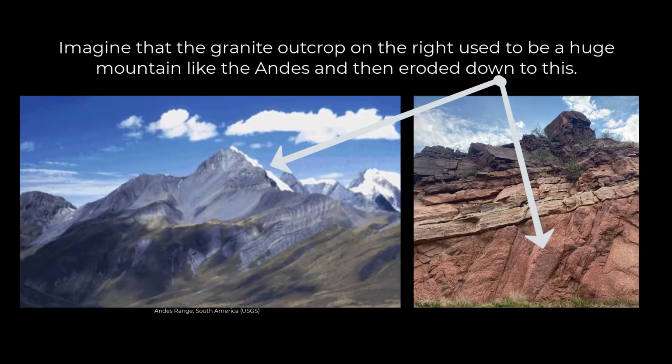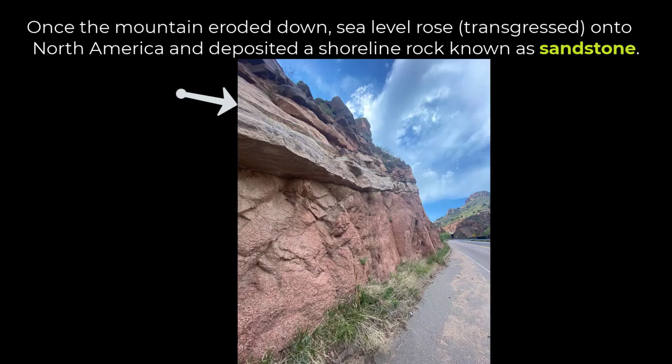So you have to imagine that our great unconformity here in Manitou Springs was a monster mountain like the Andes in South America or the Himalayas, and what we've got left is what's eroded down. You're looking at a huge amount of time for that to occur, and that's why there's this big gap of time in between the two rock layers.